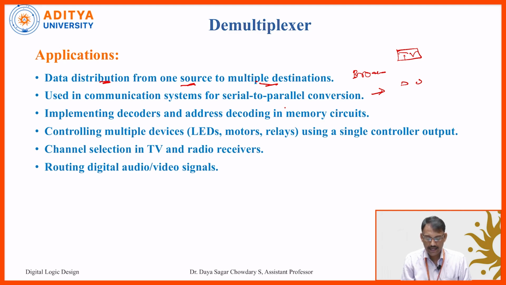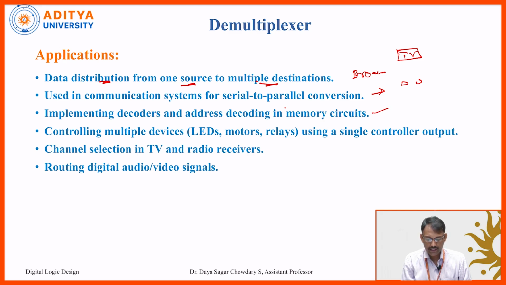It is used for implementing decoders and address decoding in memory circuits. Most of the time the demultiplexer selects the inputs and outputs, so we use this circuit in computers, mostly in memory elements. It can select whatever data is there in the hard disk and give it to the screen, and again it can save the data back. This is the concept.